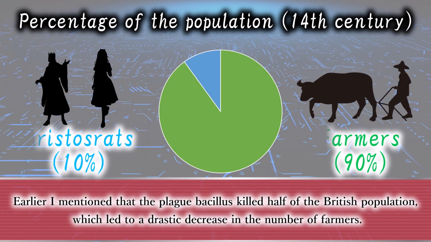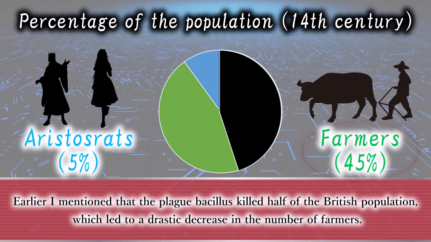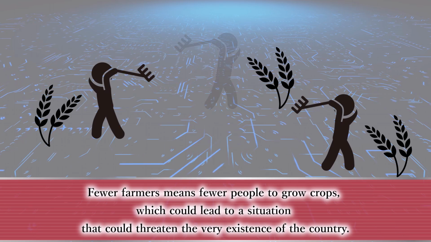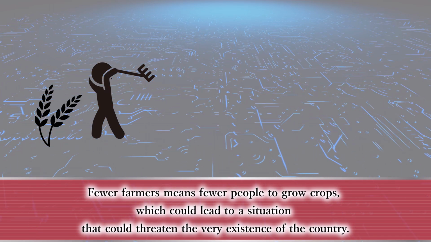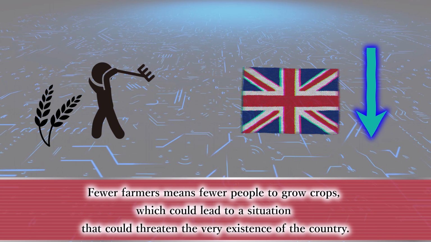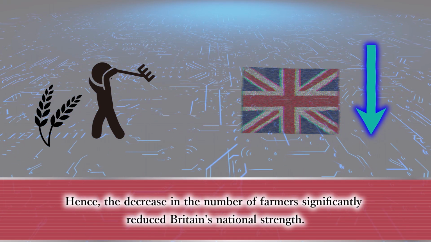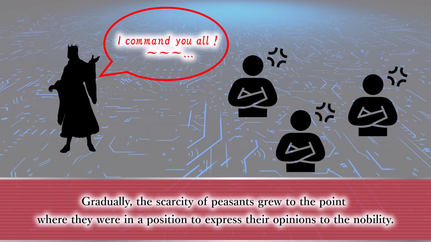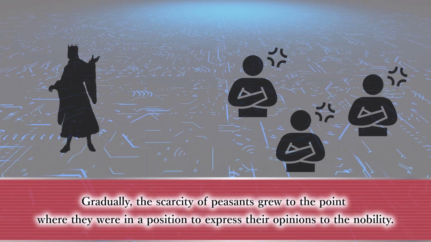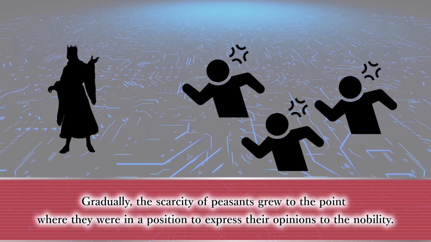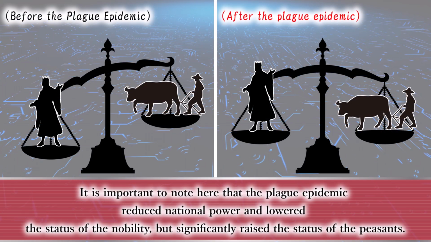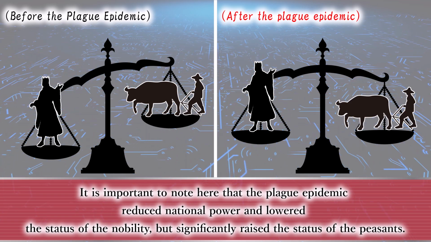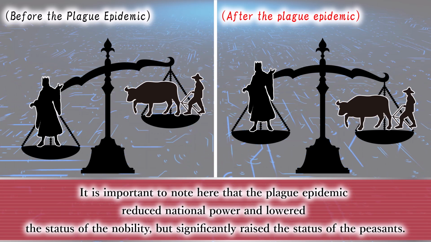Earlier I mentioned that the plague bacillus killed half of the British population, which led to a drastic decrease in the number of farmers. Fewer farmers means fewer people to grow crops, which could lead to a situation that could threaten the very existence of the country. Hence, the decrease in the number of farmers significantly reduced Britain's national strength. Gradually, the scarcity of peasants grew to the point where they were in a position to express their opinions to the nobility. It is important to note here that the plague epidemic reduced national power and lowered the status of the nobility, but significantly raised the status of the peasants.